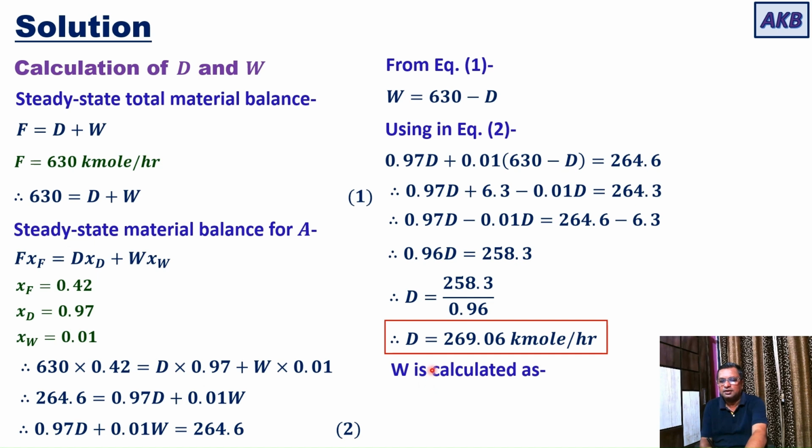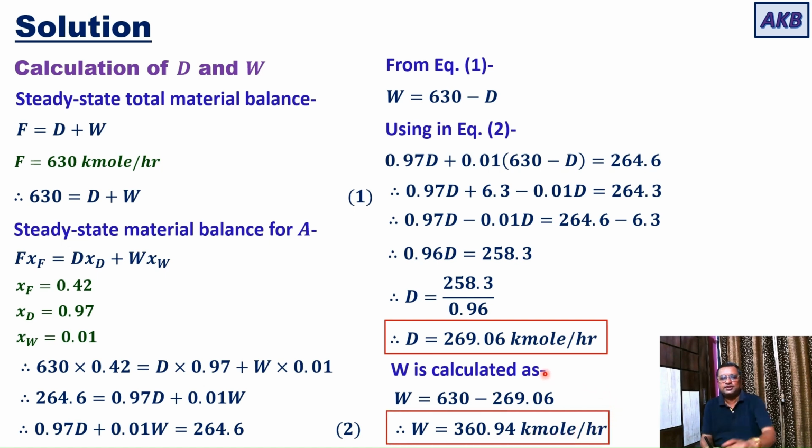Then we are going to use this D in the equation for W. So in that way W will be 630 minus 269.06, and W comes out to be 360.94 kilomole per hour. So in this way, step number 1 is completed. At the end of this step, we have got the values of D, that is the molar flow rate of the overhead product, or the distillate or the top product, and the molar flow rate of the bottom product. Now let us go to the next.